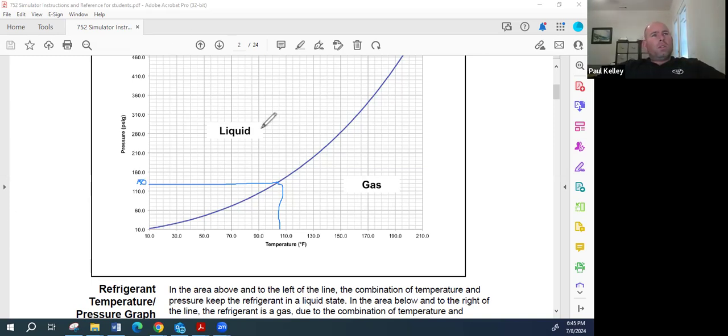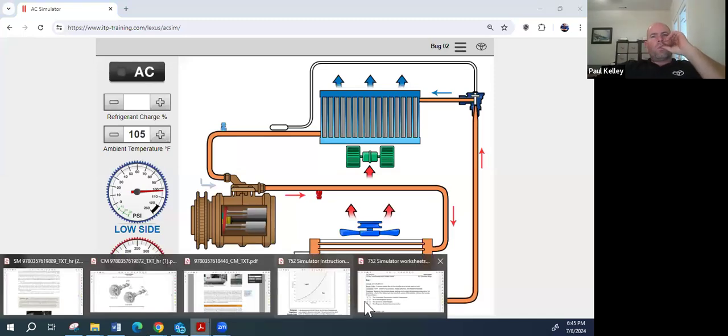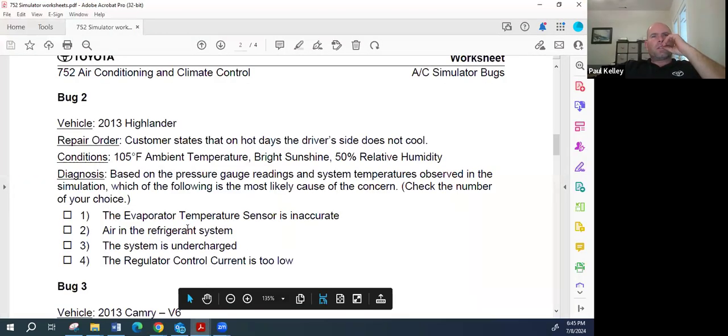Anybody remember what we are? Maybe not. So if we were to look here, we're about 102. It already sounds like we might have an undercharge issue, but we won't commit to that. Let's look at some options. Undercharged, air, regulator control, evaporator temperature sensor. Anybody want to take one of these that we can for sure knock right off the list, and how?